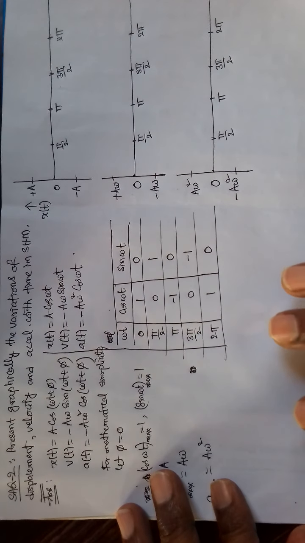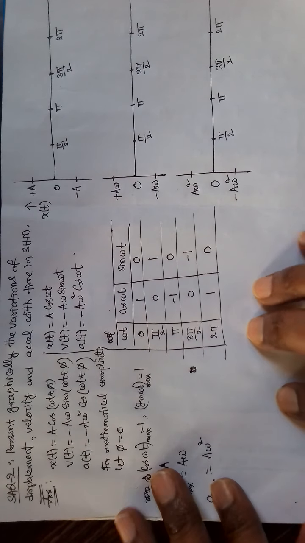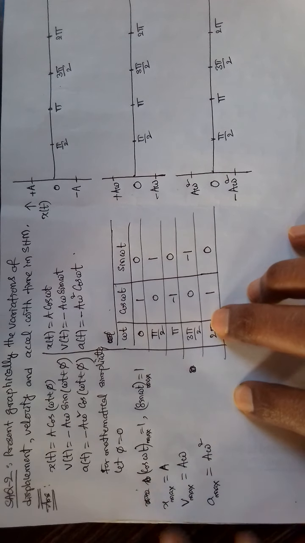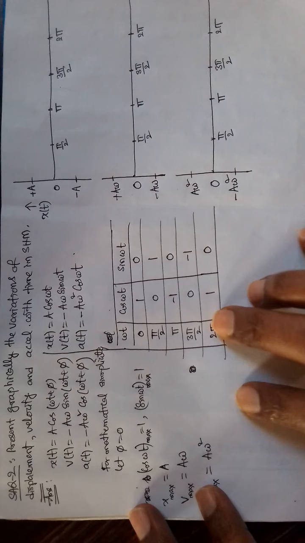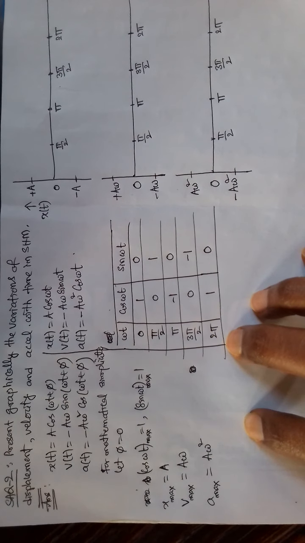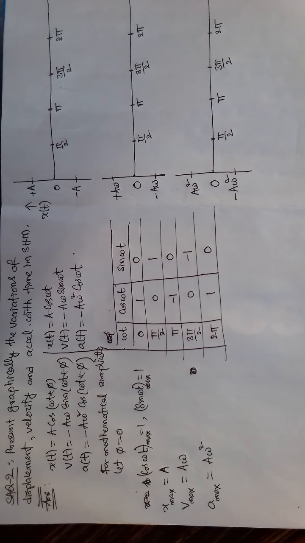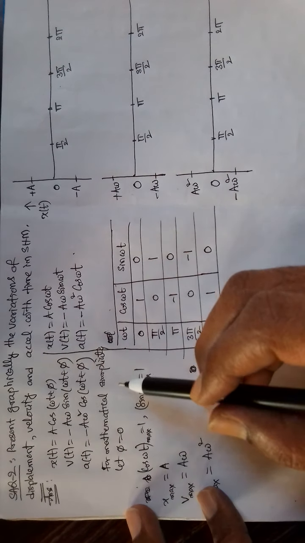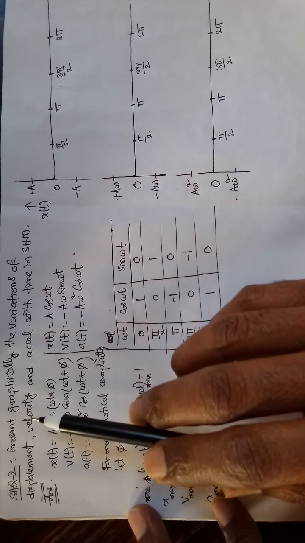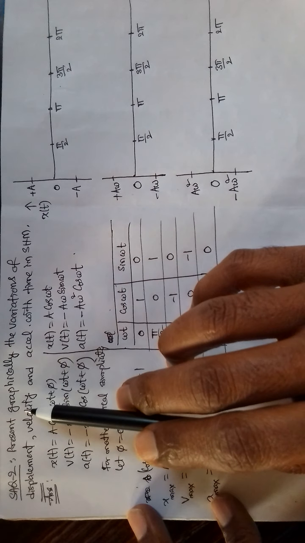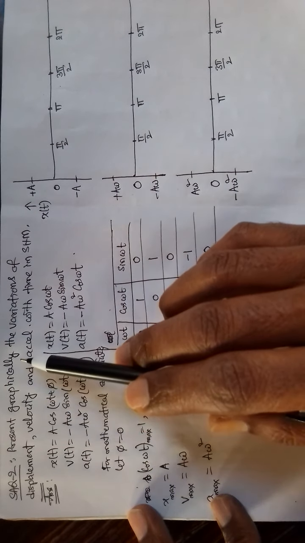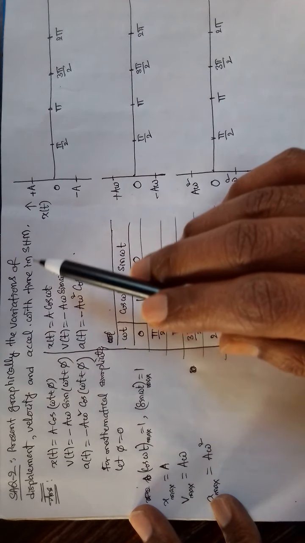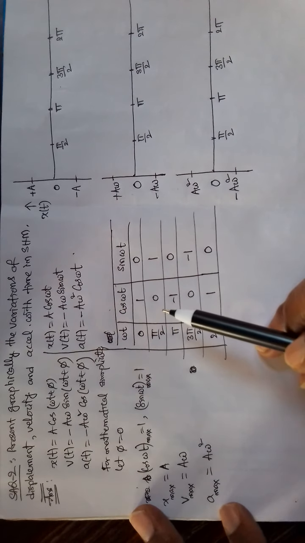Dear students, in the previous video we derived expressions for displacement, velocity and acceleration of the particle executing simple harmonic motion. Now here in this question what is asked? Present graphically the variations of displacement, velocity and acceleration with time in simple harmonic motion.